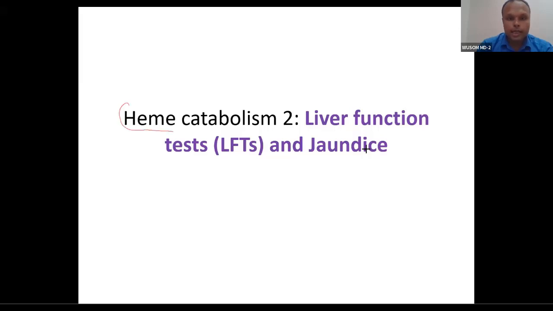This is actually the second part of heme catabolism. We have already done how heme converts into bilirubin. So in this topic, we will talk about liver function tests and jaundice.